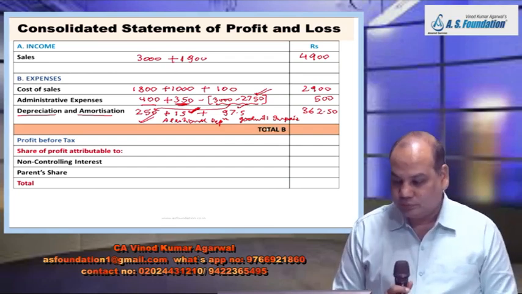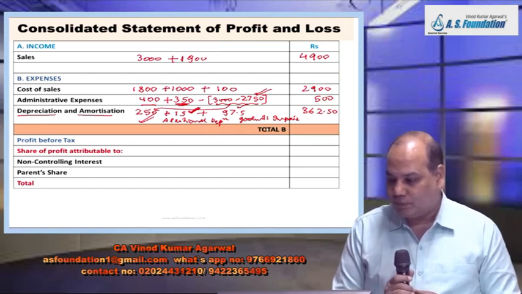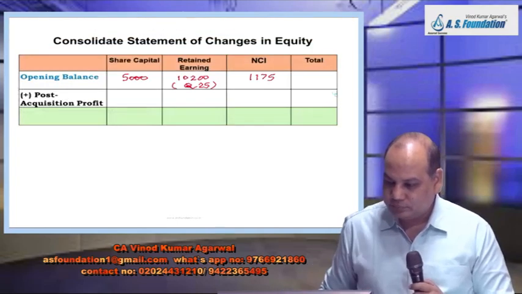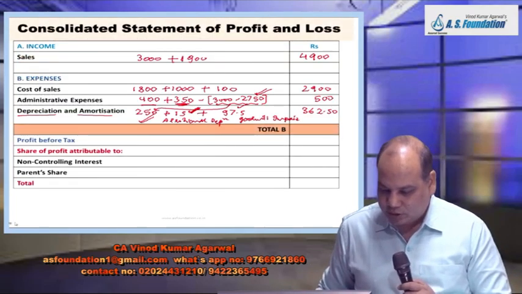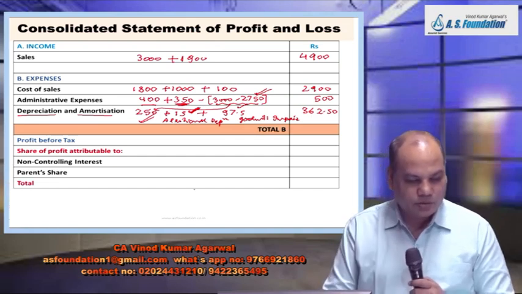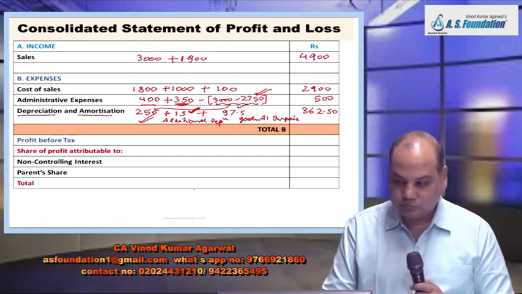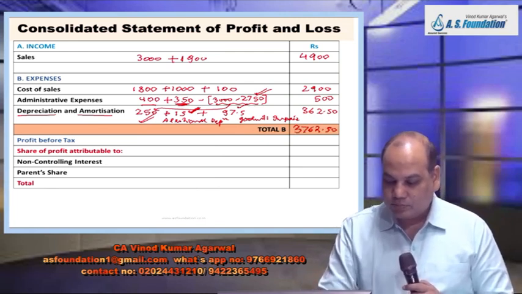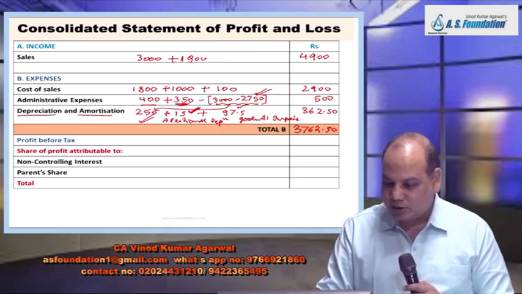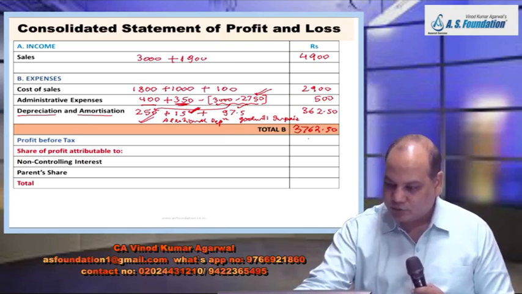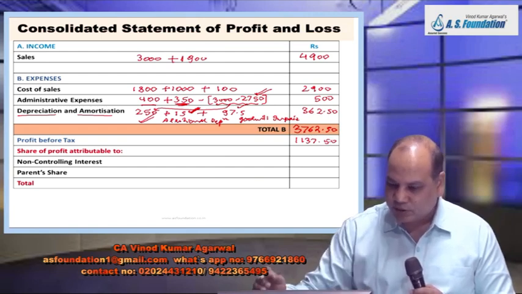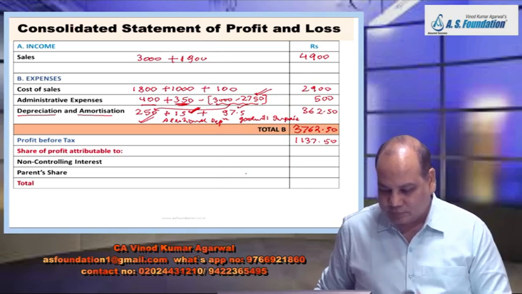So now what you do? Find out the profit before tax. First take total of these three items. Total B. How much is total B? 3762.50. Profit attributable to NCI, parent afterwards. Tell me profit before tax only. 1137.5. Okay, we'll come to this by preparing analysis of profit.